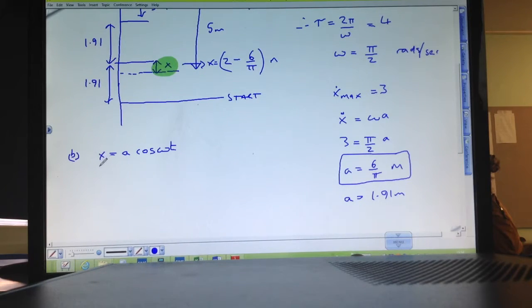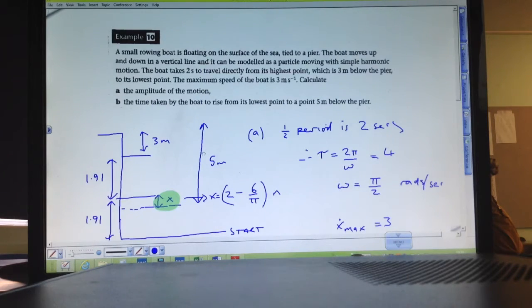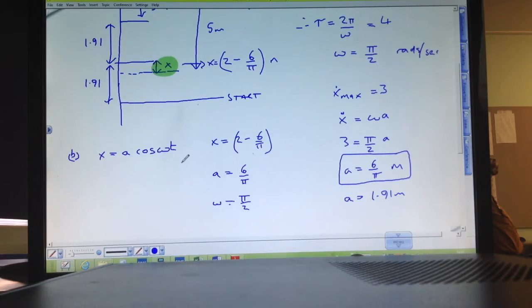Okay? What does x equal? Well, that's always measured. Is it positive or negative if I'm starting here? Positive. If I was starting there, would it be positive or negative? Negative, because it's 0 there, negative's gone beyond. Okay? Right, so it's on the same side I want, so x is 2 minus 6 over pi. We know a is equal to 6 over pi, and we know omega is equal to pi over 2. And we're after the time taken to rise to there.